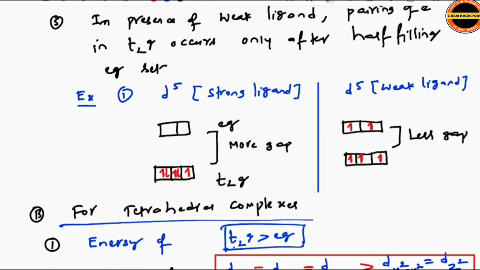One example given for your reference: d5 in presence of strong ligand, pairing occurs in t2g itself. Whereas d5 in presence of weak ligand, first 3 electrons here, 2 electrons here. So 1 electron we need to give for each orbital. If it is d6, how do we fill? 1 more electron we fill in the last t2g level.